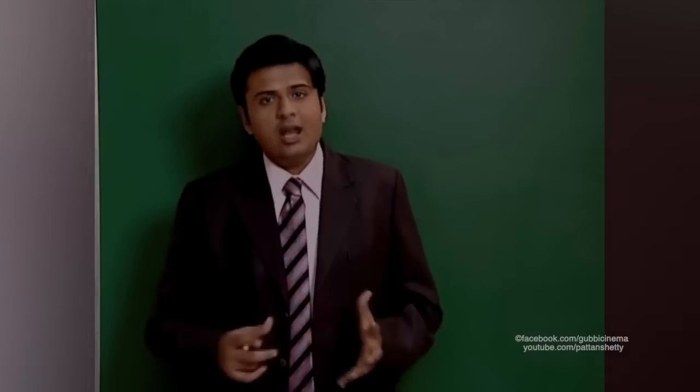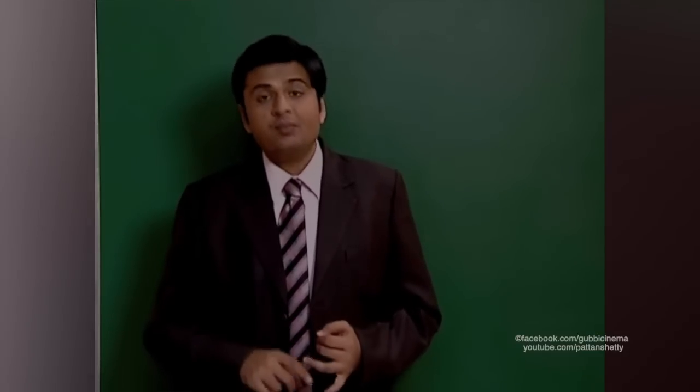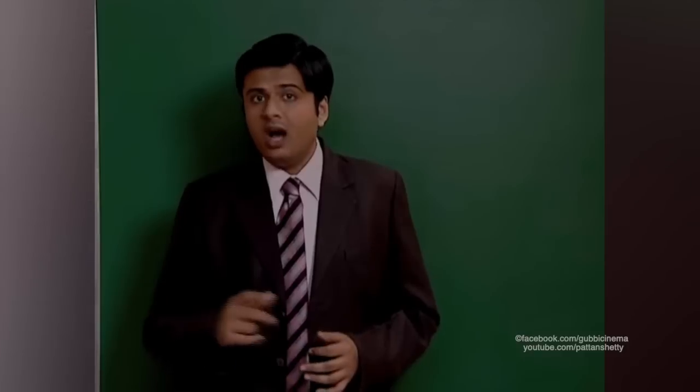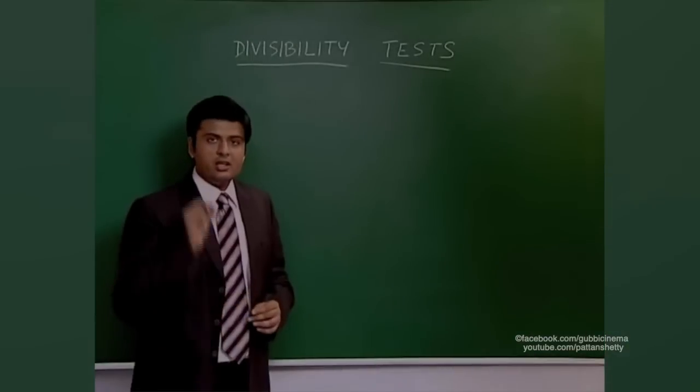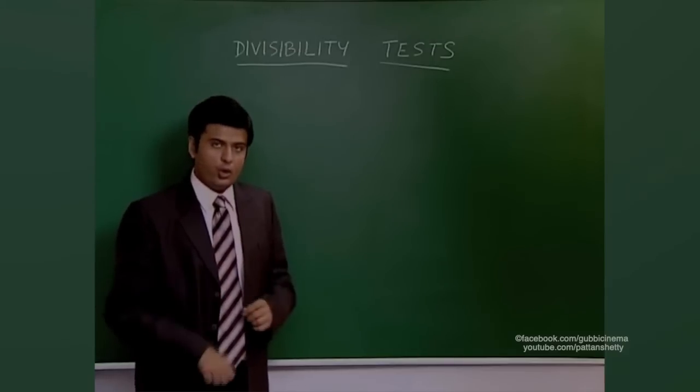Now, tests of numbers like 2, 5, 0 are very well known to people, but numbers like 7, 11, 13 are not so famous, which we shall see today. Friends, let us check the divisibility tests of all the numbers in order.